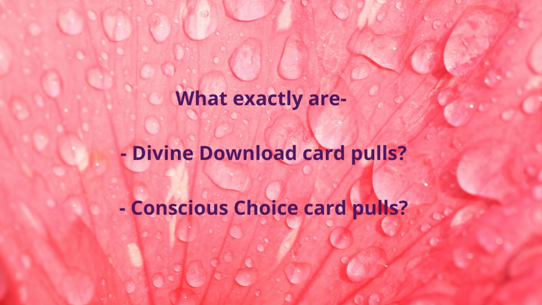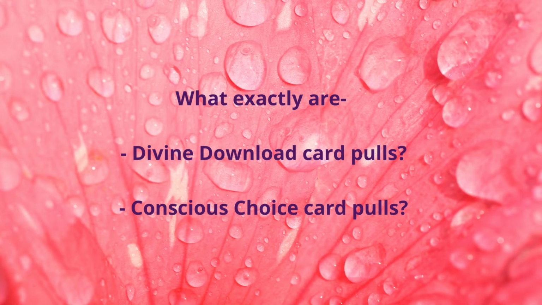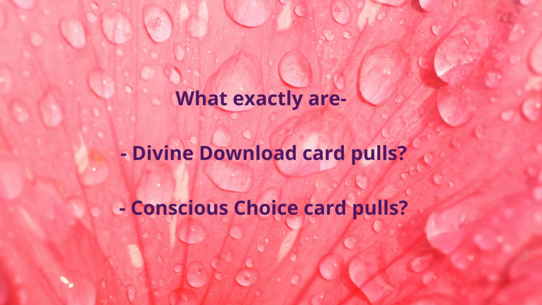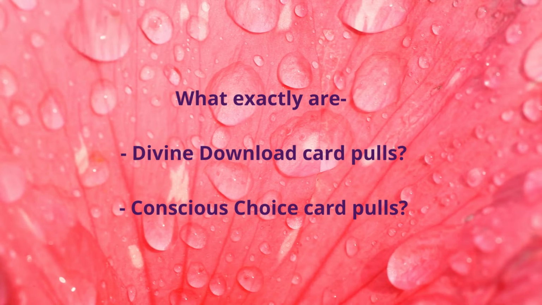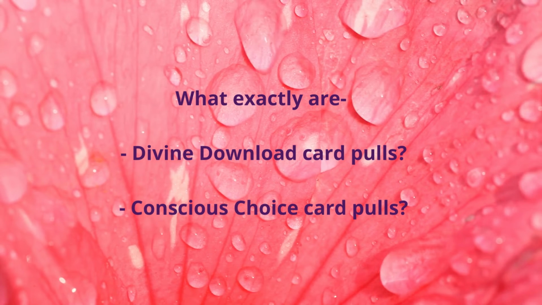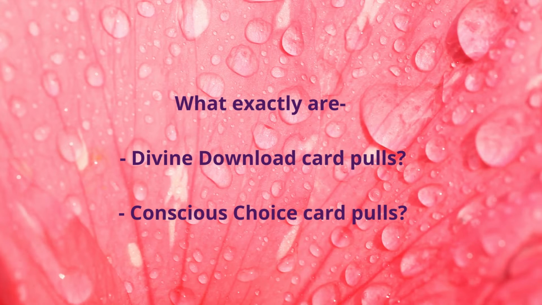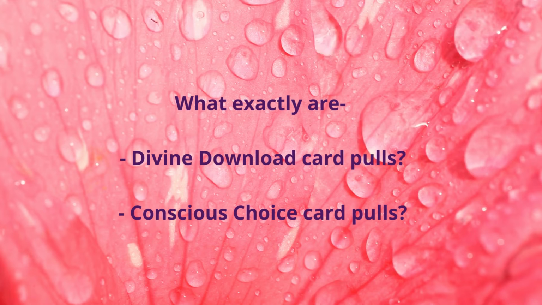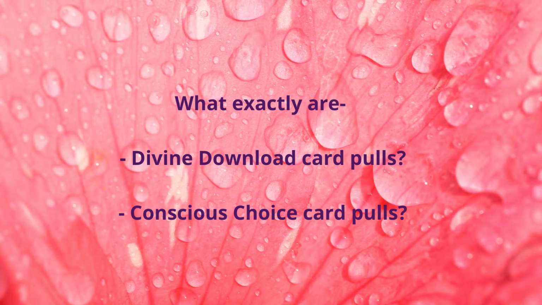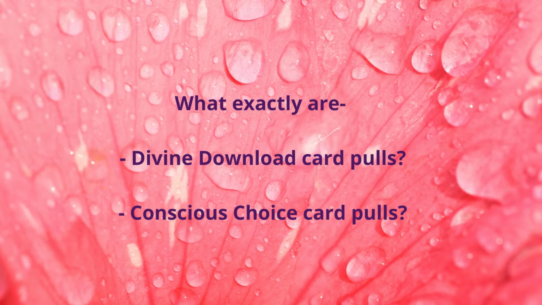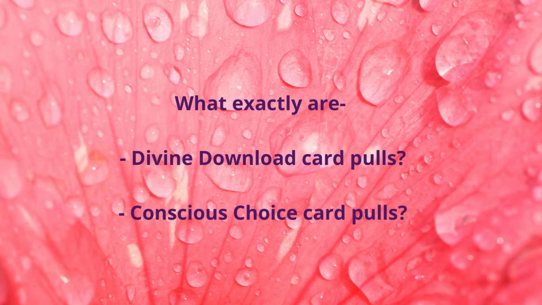And now when you're about to pull a card, you look through the images and you consciously select a specific card to work with. So for example, if in a divine download you pull a random card and it turns out to be the Magician, for you it is a message from your divine, from your spirit guide, that you need to understand the message of what the Magician is going to bring in, and you're going to work on that energy. But with a conscious choice pull, you deliberately select the Magician card because you want to work with that energy.